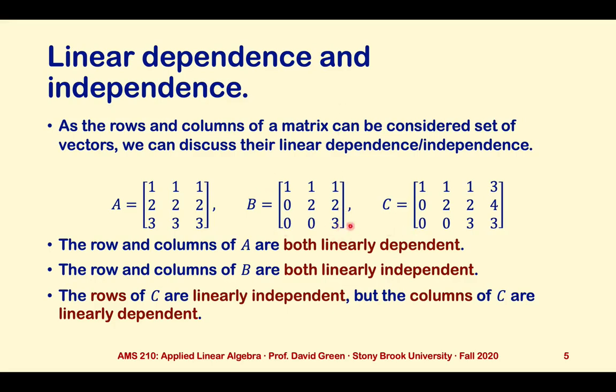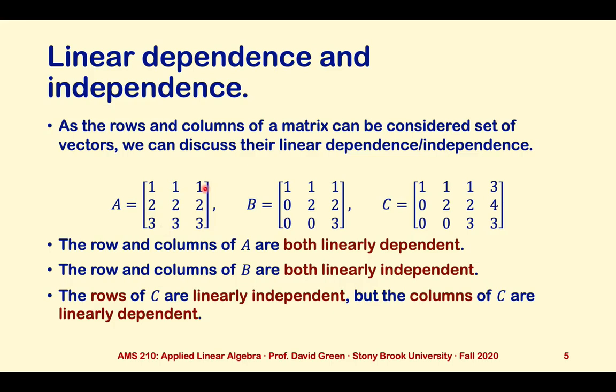The same argument can be made for the columns. Any scalar multiple of this third column would have to have a non-zero entry in these other two. If we're not allowed to take non-zero combinations of this, any multiple of this would have to have a non-zero entry here. So both the columns and rows are linearly independent.